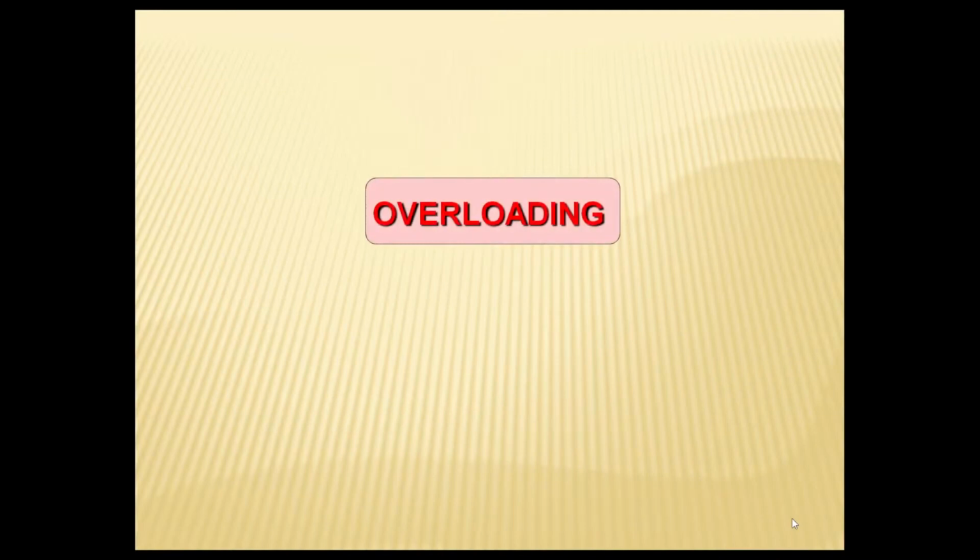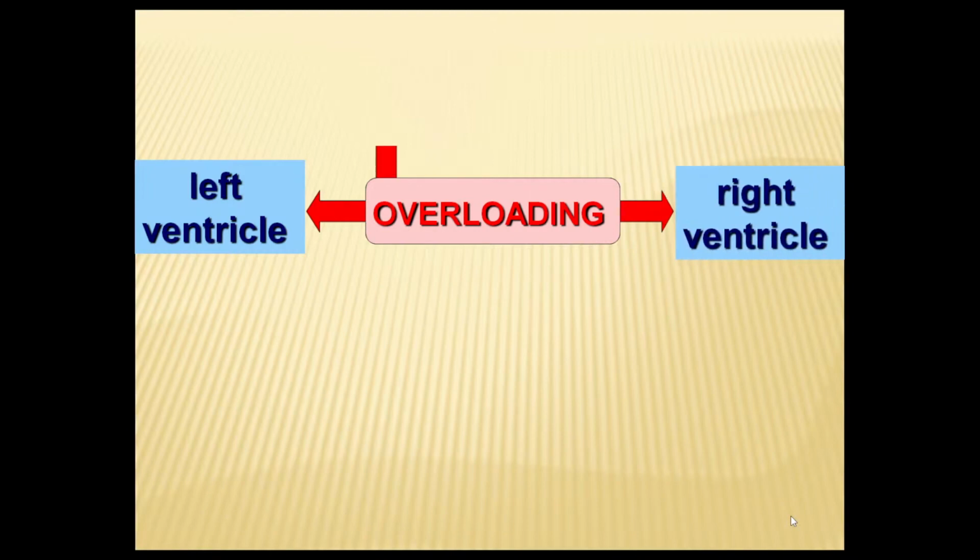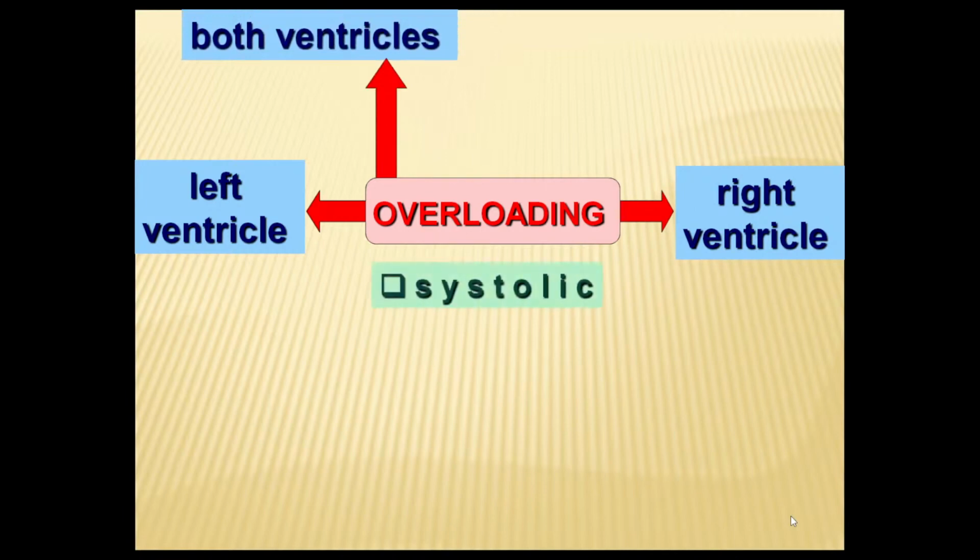If we are talking about overloading, it may involve the left ventricle or right ventricle in the pathological process, or may be combined, when both ventricles are involved in the pathological process. Overloading is divided into two types depending on the time of the heart activity.